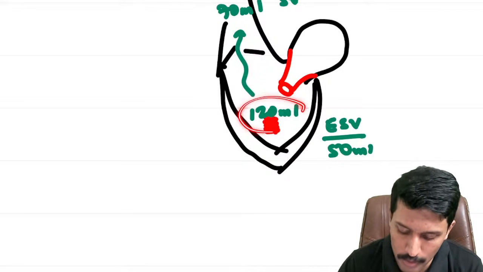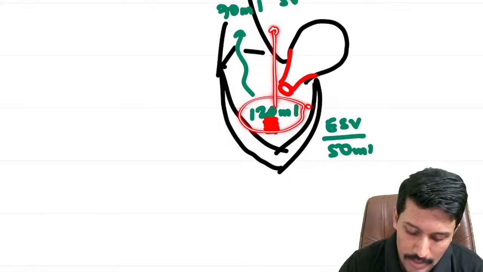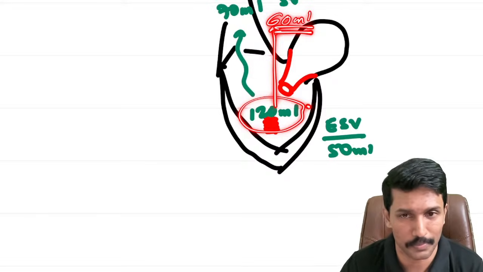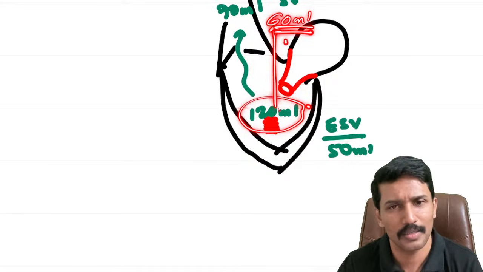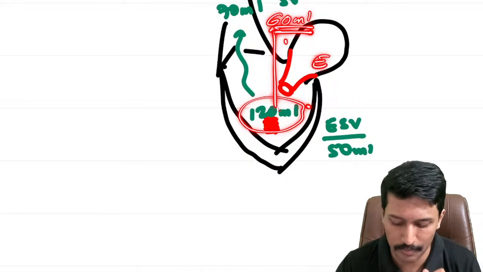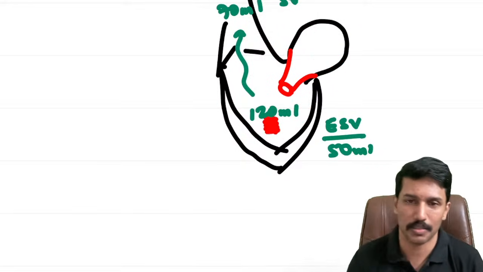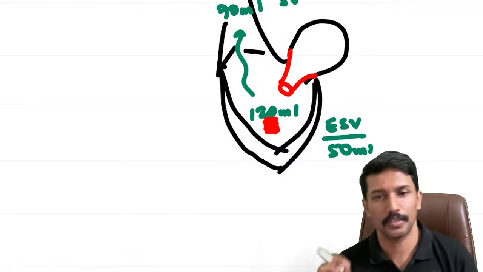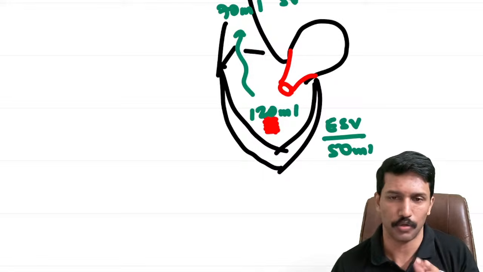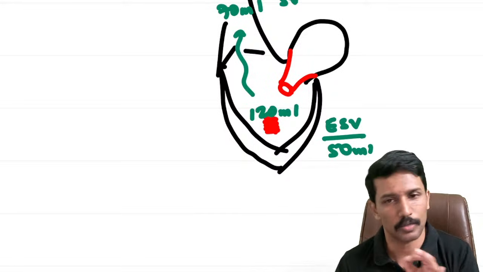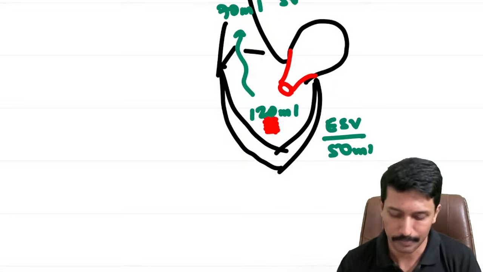So in that case, 120 ml was my end diastolic volume. I ejected 60 ml as stroke volume. How much percentage did I eject? Half, 50%. Then my ejection fraction is 50%, right? So this is the concept of ejection fraction. Percentage of end diastolic volume ejected as stroke volume is called ejection fraction. Normally it is 60 to 70%.